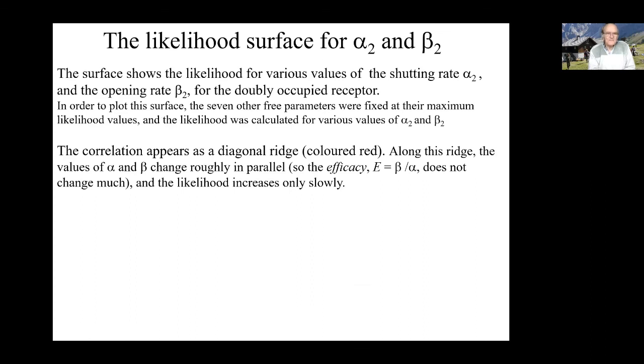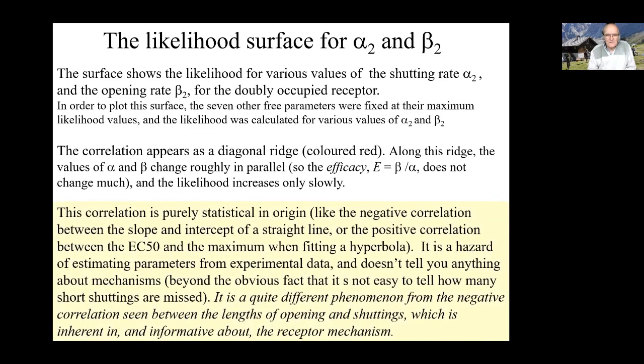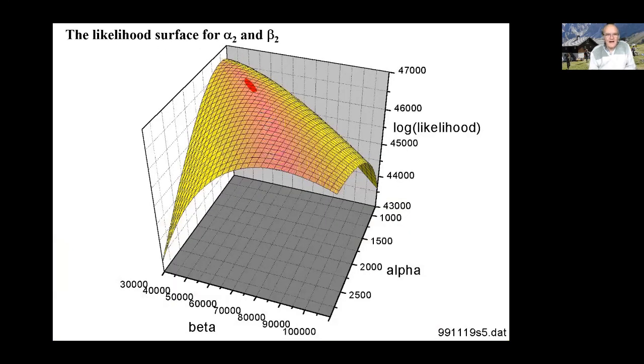If we look at the likelihood surface for the opening and shutting rates alone, in order to make this plot, we fixed the values of all the other parameters at their maximum likelihood values and just looked at the surface for the opening and shutting rate alone. And it looks like that. The peak is actually here. The progress of the fit we showed earlier went up rapidly, came to these very fast values, and then progressed slowly along this ridge to the peak.